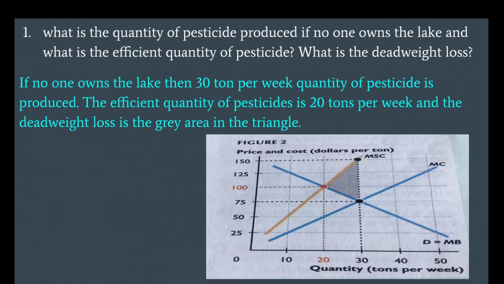The first question is, what is the quantity of pesticide produced if no one owns the lake, and what is the efficient quantity of pesticide? What is the deadweight loss? If no one owns the lake, then 30 tons per week of pesticide is produced. The efficient quantity of pesticide is 20 tons per week, and the deadweight loss is the gray area in the triangle.